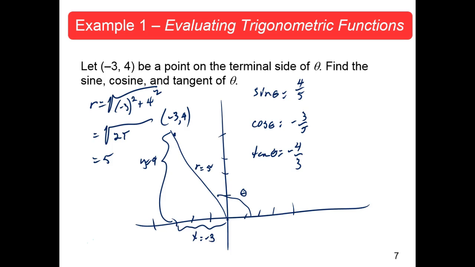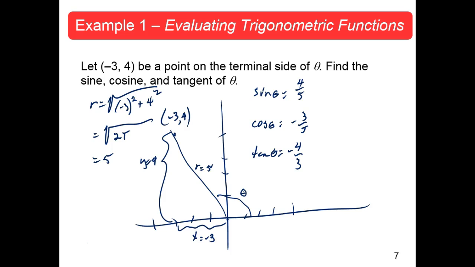Okay? And you know the other three as well, don't you? What would cotangent be? Negative 3 over 4. Cosecant? 5 over 4. And secant? Negative 5 over 3. Perfect, perfect, perfect. Okay?